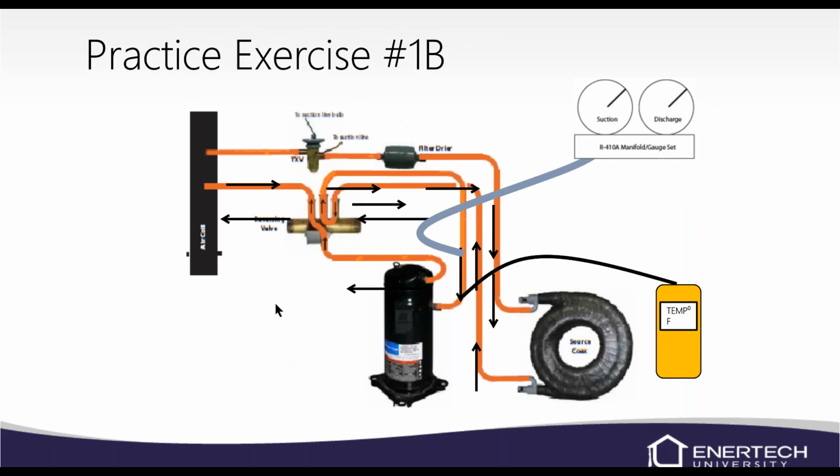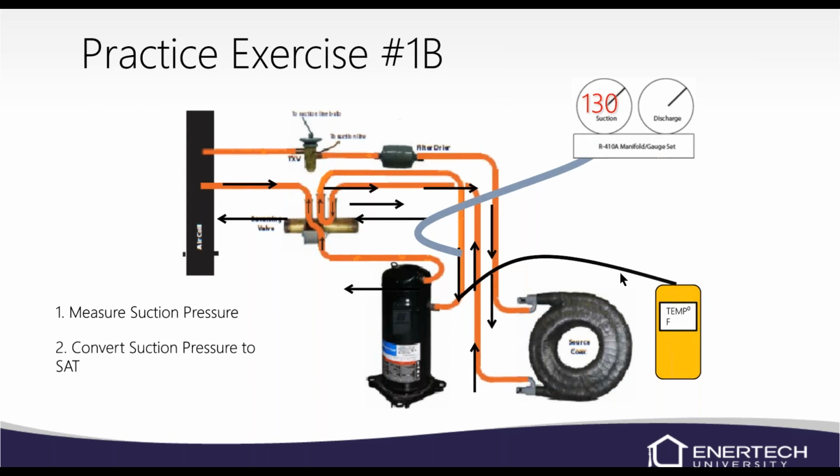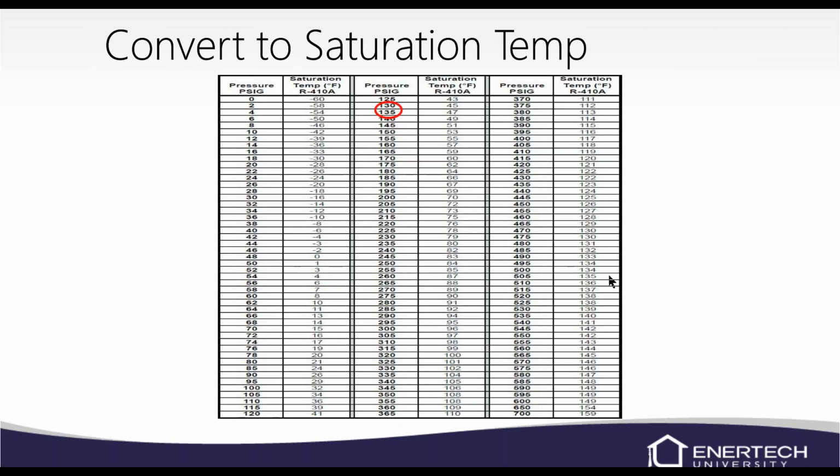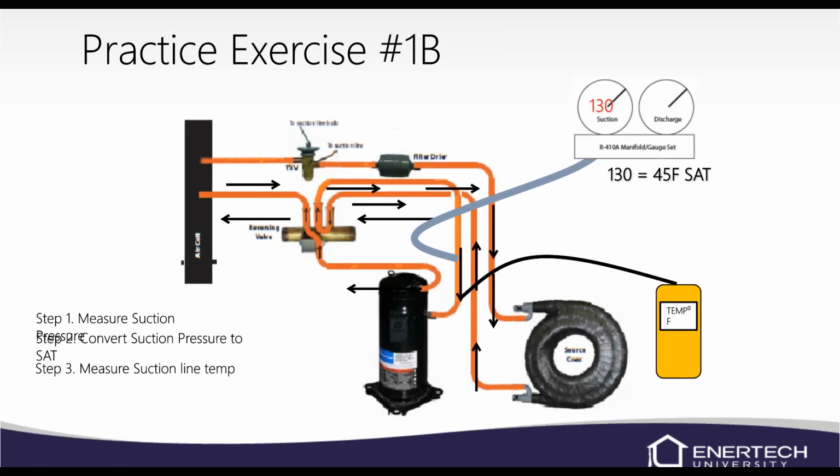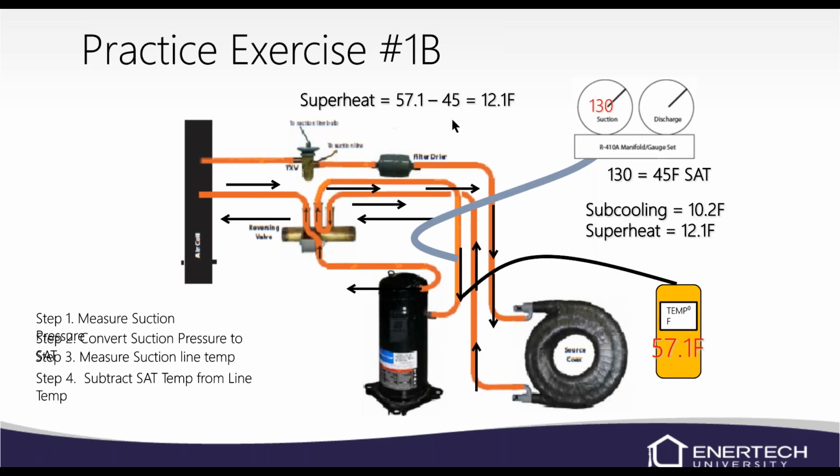Now we'll go ahead and we'll do our superheat. Again, 6 to 12 inches off the compressor or near the TXV sensing bulb. And then we'll look at our suction pressure. Suction pressure is 130. We'll convert that on the pressure temperature chart. So 130 is equal to 45 degrees. Our line temperature of 57.1. So we have a superheat of 12.1. We had a subcooling at 10.2.